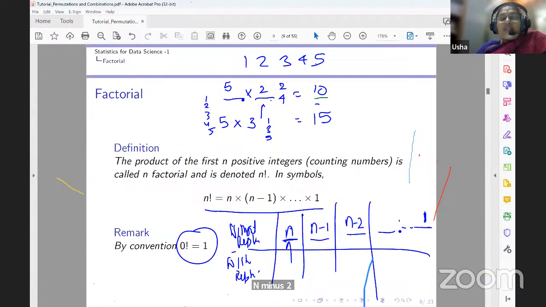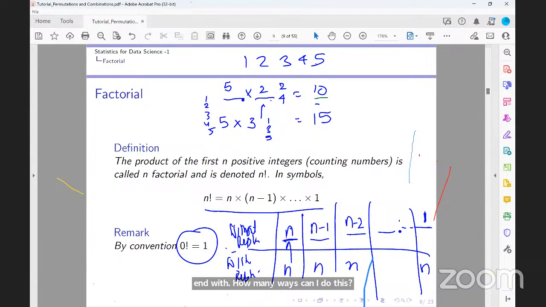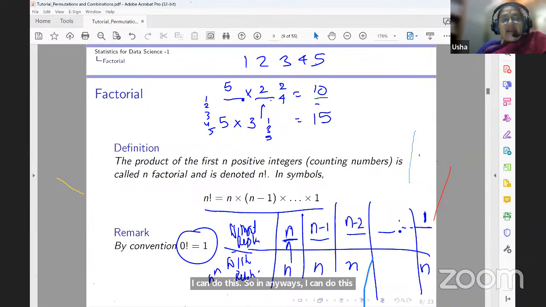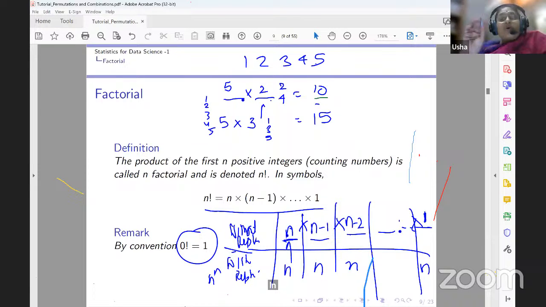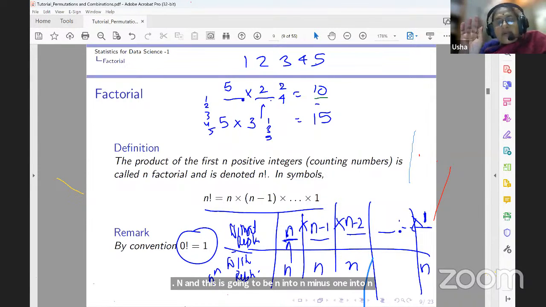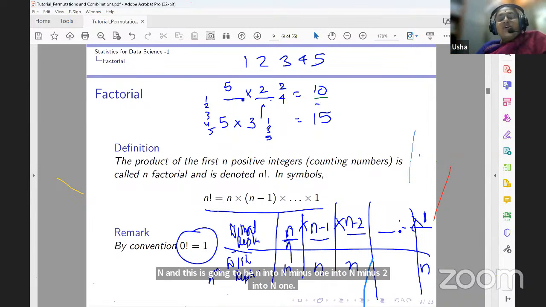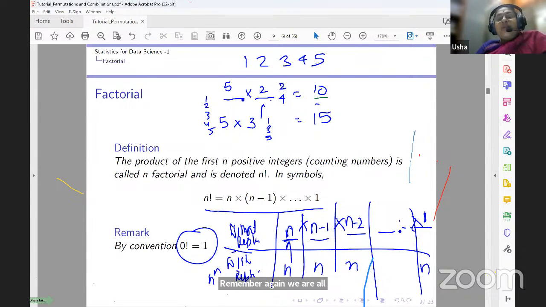Suppose I'm doing it with replacement. I can do this in n ways. How many ways can I do this? Also n ways. Also n ways. Also n ways. So this would be n power n, and the other is n into n minus 1 into n minus 2 and so on down to 1. Remember, we are always applying the multiplication rule of counting, because we are counting how many ways to perform all the events together, in sequence.